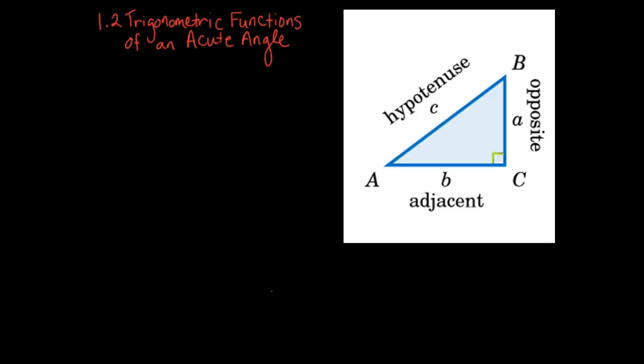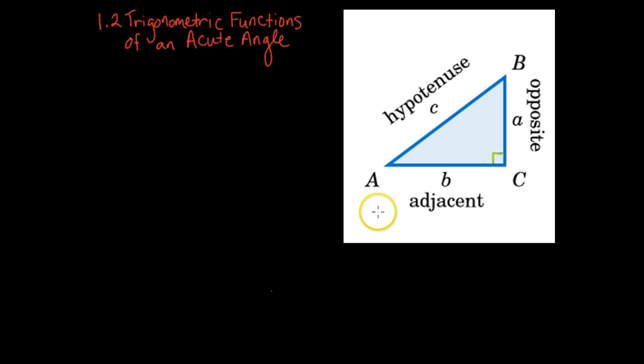Hi folks, lesson 1.2 is trigonometric functions of an acute angle. So today we're going to introduce all of those fun functions which you may have come across in your math career: sine, cosine, tangent, cotangent, secant, and cosecant. And we're going to use the right triangle to introduce these. So this picture right here demonstrates the triangle.